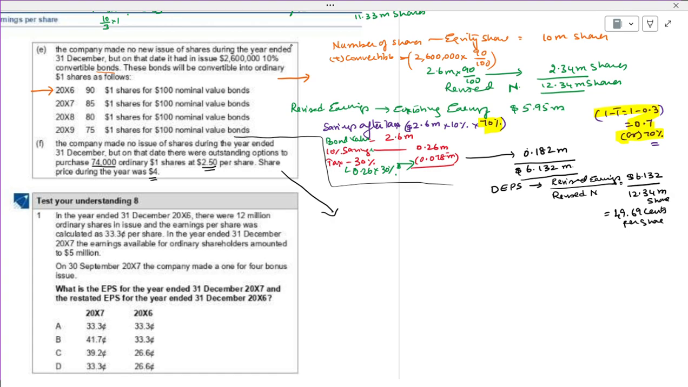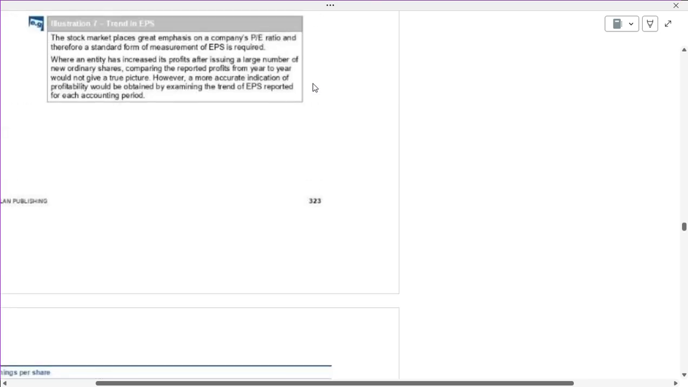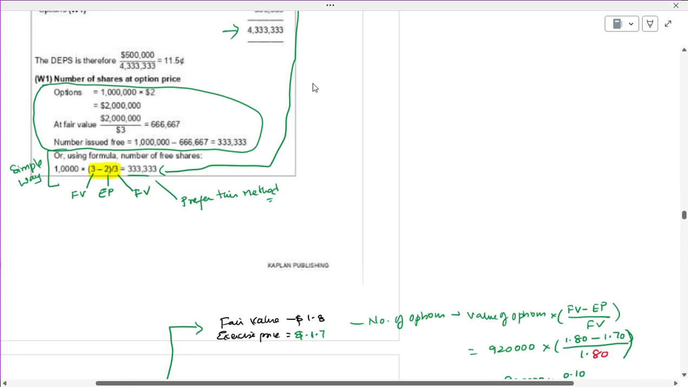Now what do we have to do? Earnings will be how much? Options, warrants. What is the procedure for warrants? You need a little bit of revision on that. Where is the number of warrants? What is the formula for warrants? Warrant value times fair value minus exercise price, divided by fair value.